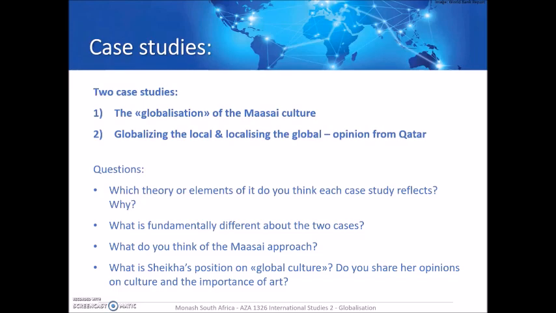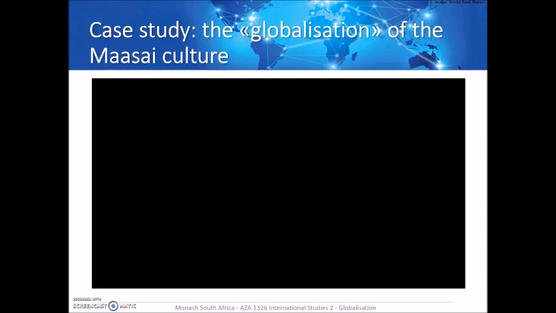So while you're watching the two case studies, keep the following questions in mind. Which theory or elements of the theories that we discussed do you think each of the case studies reflects, and why? What is fundamentally different about the two cases and about the approach to cultural globalization? What do you think of the Maasai approach? And on the other hand, what did you understand is Sheikha's position on global culture, that's the second movie, and do you share her opinions on culture and the importance of art? So I'm just going to show you the two videos, and then I'm going to put up the questions again.